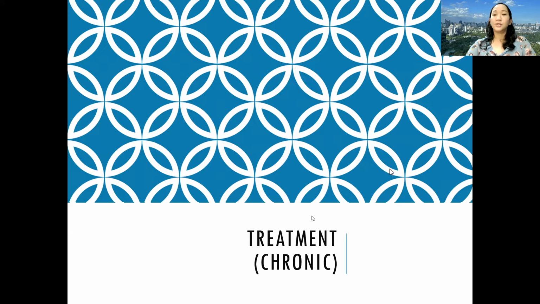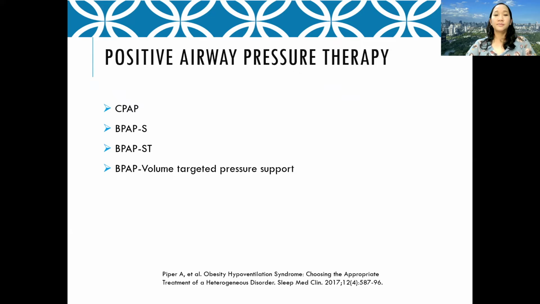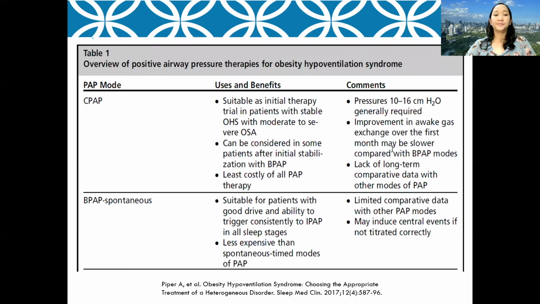For the treatment, I will start with the chronic treatment first. In order to treat OHS, you have to aim to maintain upper airway patency, improve alveolar ventilation, reduce work of breathing, and eliminate hypoxemia. These are the types of positive airway pressure therapy in OHS. There is CPAP, there is BiPAP spontaneous mode, there is BiPAP with backup rate or BiPAP with ST mode, and there is also BiPAP with volume targeted pressure support.